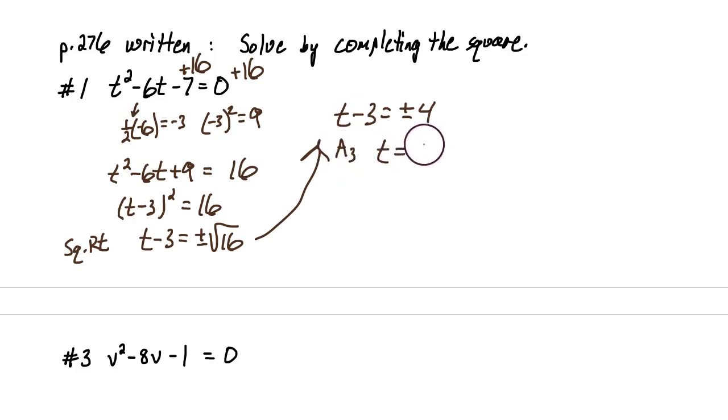We get t equals 3 plus or minus 4. This is actually two different answers. Let's evaluate both of them. 3 plus 4 is 7, and 3 minus 4 is negative 1. Here are the two answers for t that work in the original equation. And the method that we used is called completing the square.